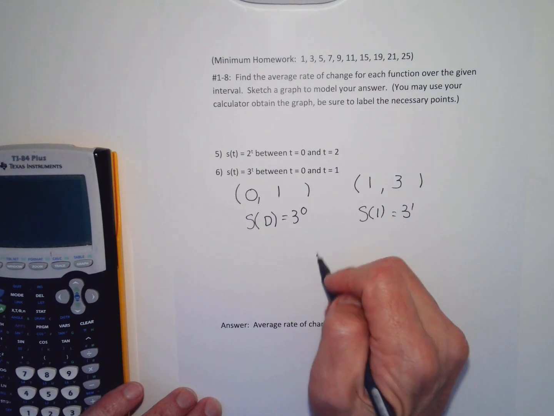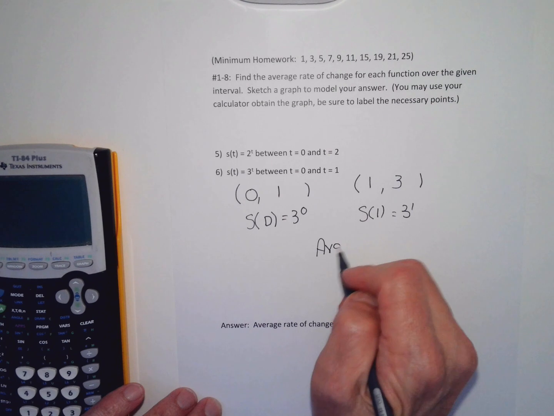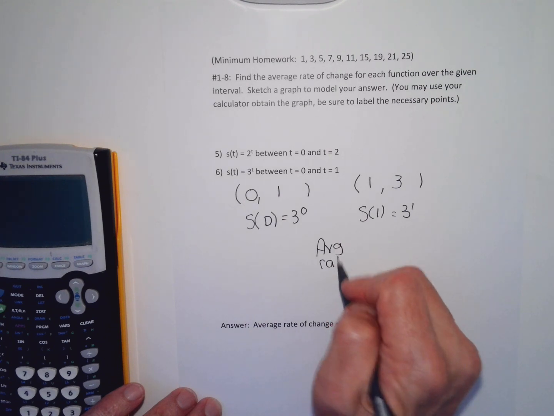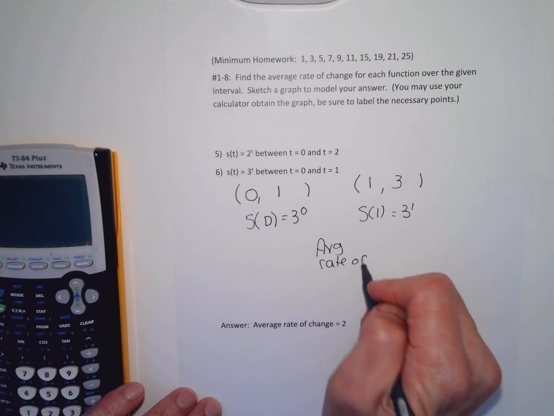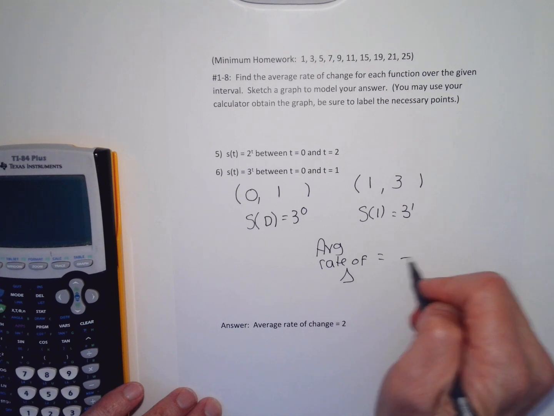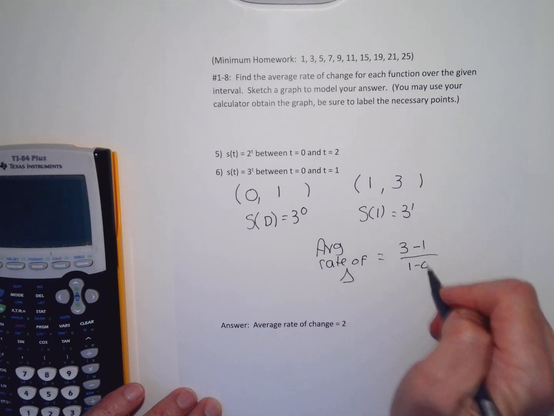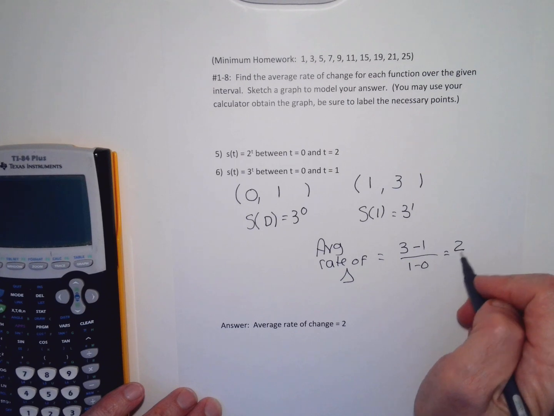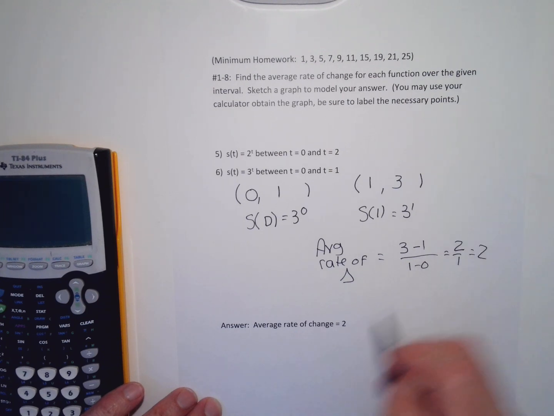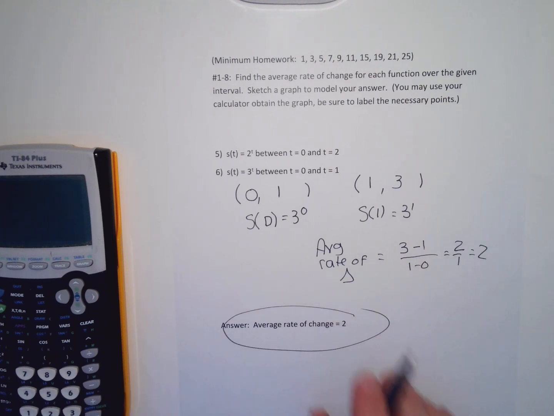So now my average rate of change is just the slope of the line that connects the points. So it's 3 minus 1 over 1 minus 0. That's 2 over 1, which is 2. That's the answer that I need.